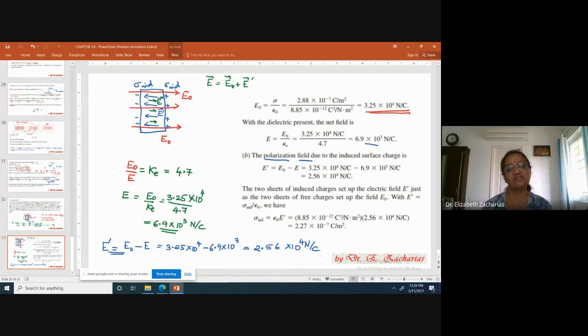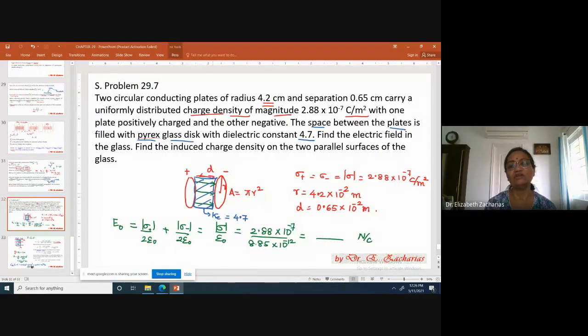We are not asking for the charge induced. You are just asked to find out sigma induced. You know that E prime got created because of this sigma induced. So I can say E prime is equal to sigma induced divided by epsilon naught. Just as we had written for the metal, you remember what you wrote for E naught? E naught is sigma divided by epsilon naught.